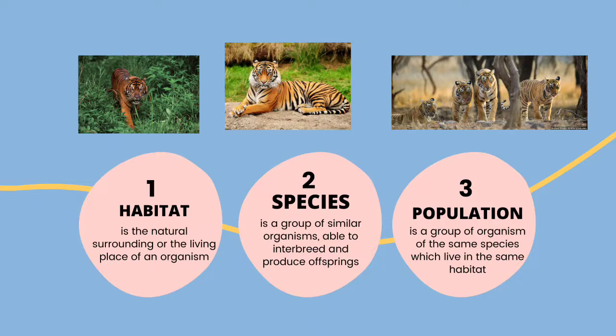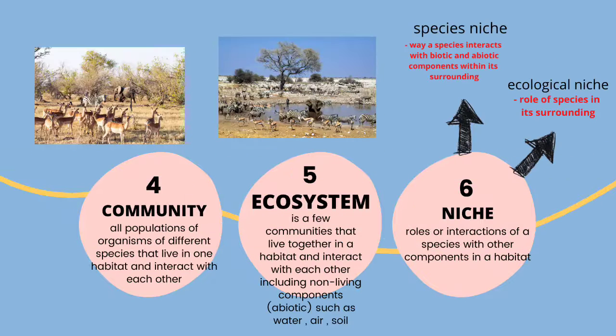Population is a group of organisms of the same species which live in the same habitat. Next, community. A community is all populations of organisms of different species that live in one habitat and interact with each other. Next, ecosystem. An ecosystem is a few communities that live together in a habitat and interact with each other, including non-living components such as water, air, and soil.